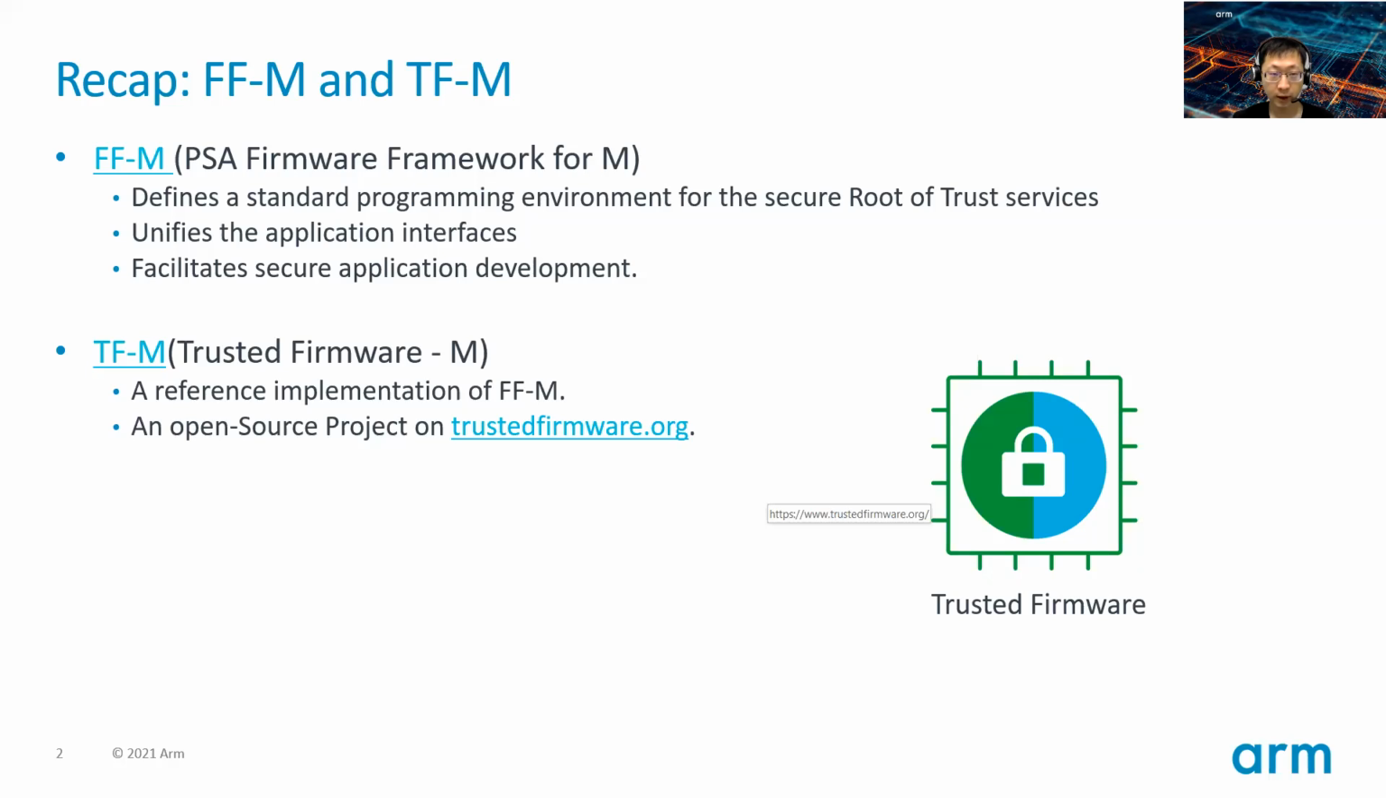First, let's see what FF-M and TF-M are. The FF-M PSA firmware framework for Arm defines a standard programming environment and firmware interfaces for implementing and accessing security services inside the root of trust. The framework standardizes the secure root of trust service design and facilitates secure application development. The latest FF-M version is the 1.1 alpha extension.